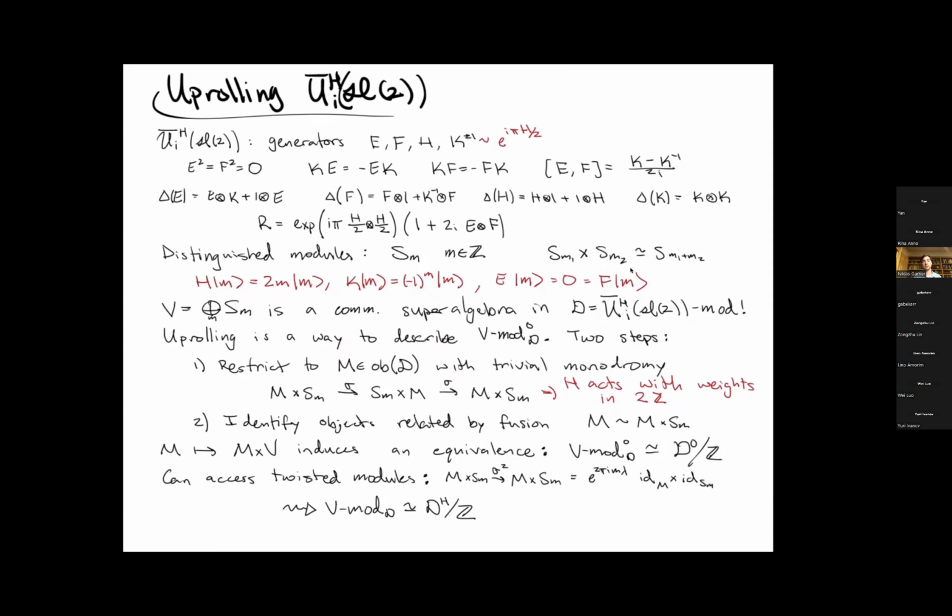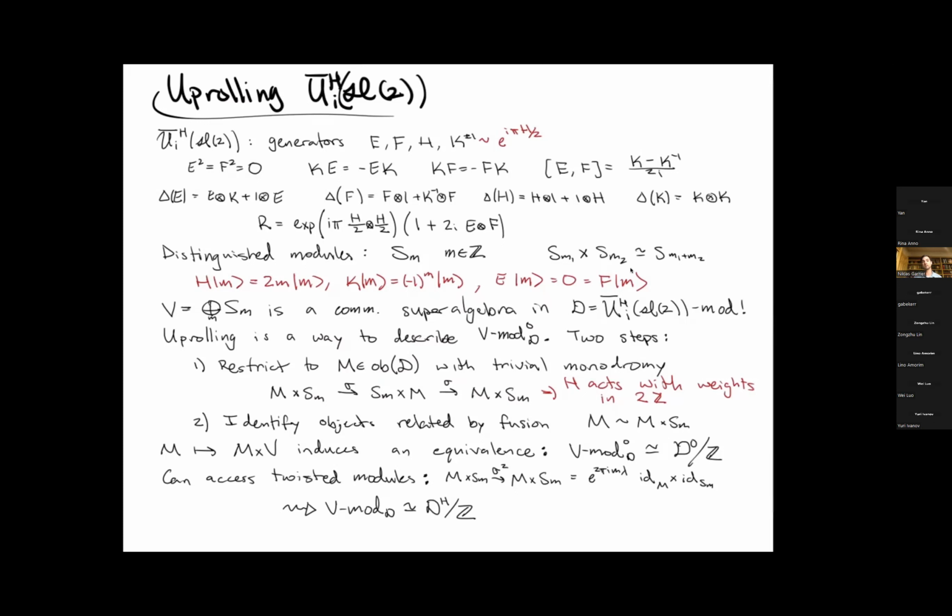There is a family of distinguished modules for this unrolled restricted quantum group. They're one-dimensional modules labeled by an integer m. They fuse by just adding their m's together, so S_m1 times S_m2 is S_(m1+m2). The definition of the module is sort of what you expect. H acts by 2m, which might not be quite as expected. K acts by (-1)^m.